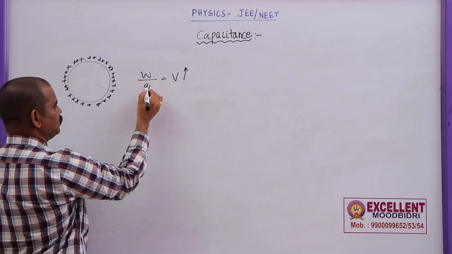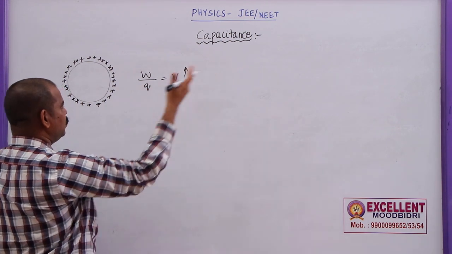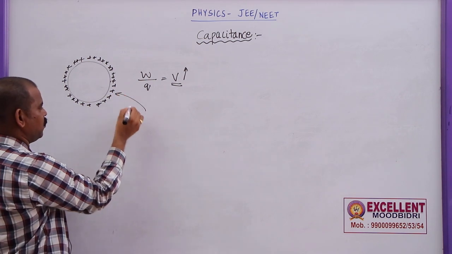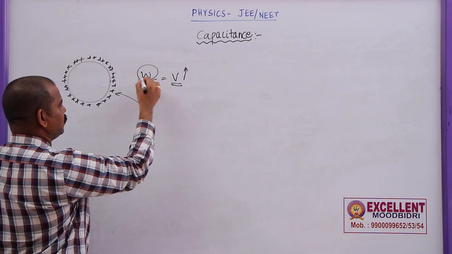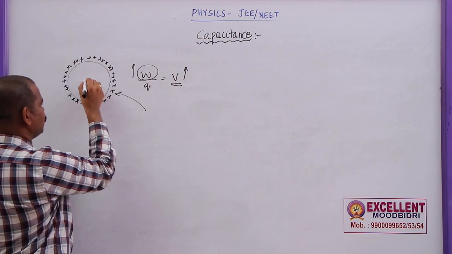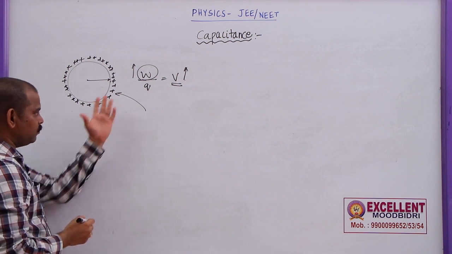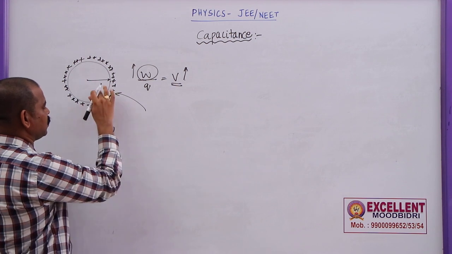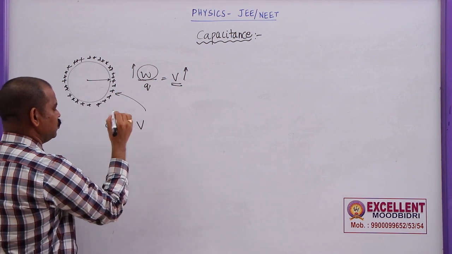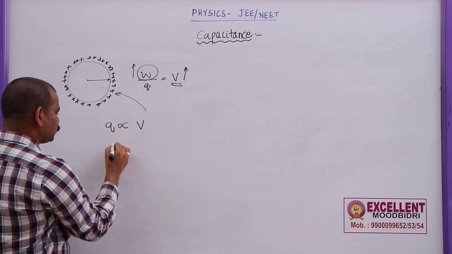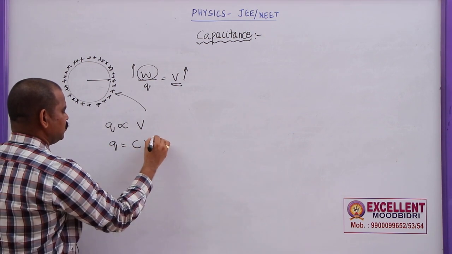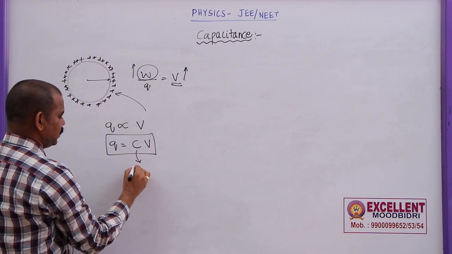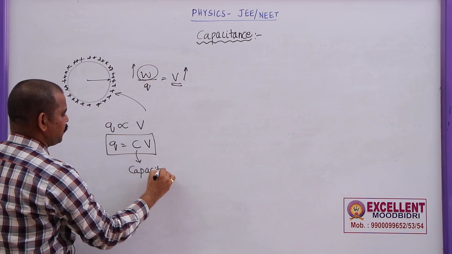We know that the work done to move a charge from infinity to the surface of the body is called potential. So, as you want to add some more charges, we need to do more work, and as we are doing more work, we can say the potential of the body increased. From this we can say that as the charge on a body increases, the potential of the body also increases. So, Q is directly proportional to V, or Q is equal to some constant C into V. This is called the electrical capacitance of this conductor.